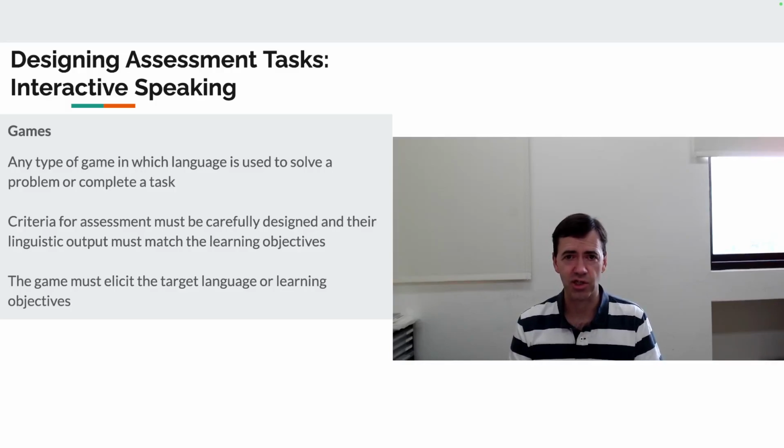And the game must elicit the target language or the learning objectives that you hope for. That's the challenge. You can ask them to play a game, but they may not say anything that you need them to say in order to assess. So you have to make sure that the way that you set the game up, they have to use that language in order to complete the task.